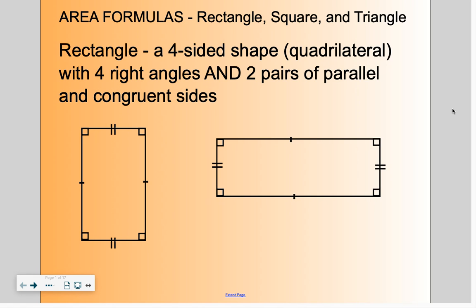So a rectangle, as I'm sure you may already know, is a four-sided shape known as a quadrilateral. It has four right angles, and it has two pairs of sides, both of which are parallel and congruent. So in both these diagrams, both the top and the bottom are marked as congruent. They are parallel as well. The right and left sides are marked as congruent. They're parallel as well. And of course, every corner contains a right angle. And that's true in this rectangle as well.